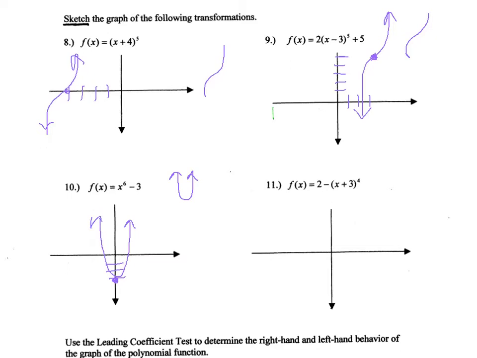For number 11, it might be easier to rewrite it as negative x plus 3 to the fourth plus 2. So now we know that we have, again, a narrow parabola, but since there's a negative out in front, it's going to be facing down. Since x plus 3 is on the inside, we're going to have a vertex at negative 3 and positive 2, but it will be facing down.